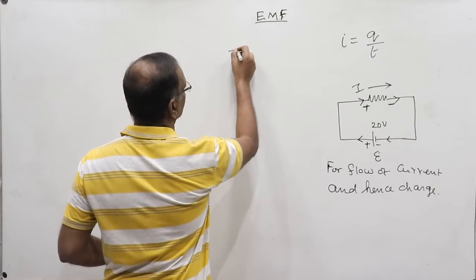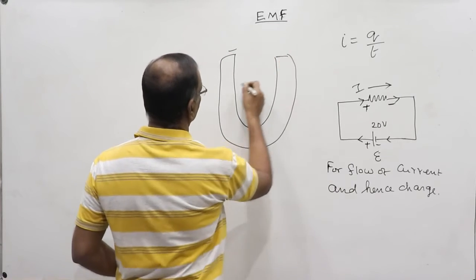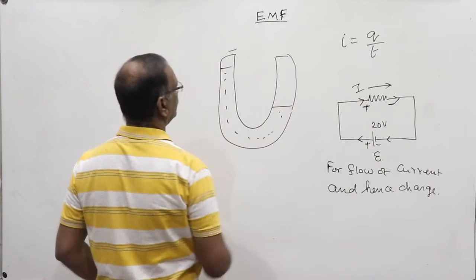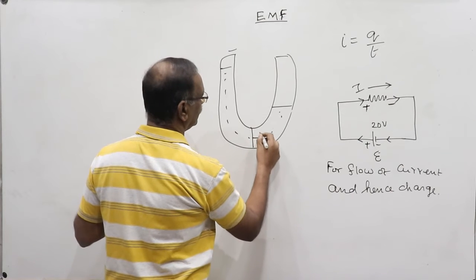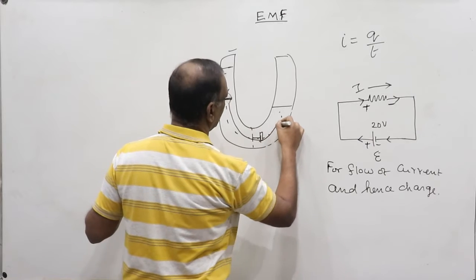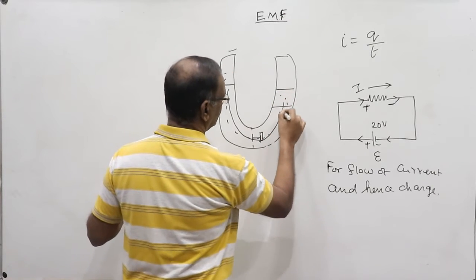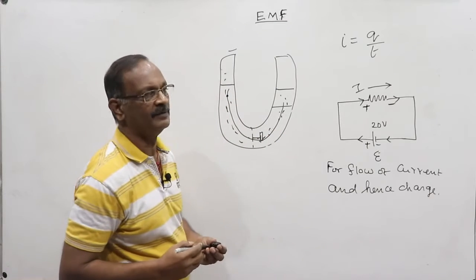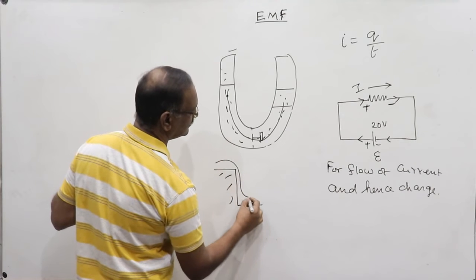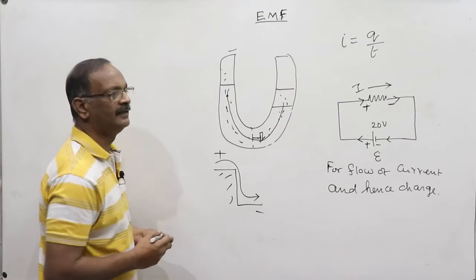See here, we take a U-tube. The liquid in this is at this level, and it is held by a tap. When we open the tap, the water will flow from here. How long will it flow? When both the levels are equal, then the water, the fluid, anything will stop. Water is flowing this way. It means this is at higher potential, this is at lower level, and only then will the liquid flow.